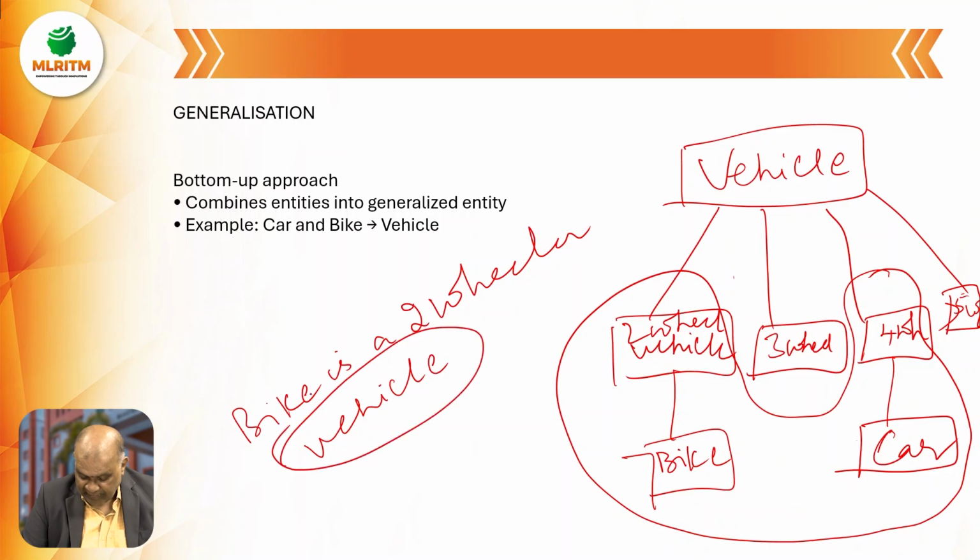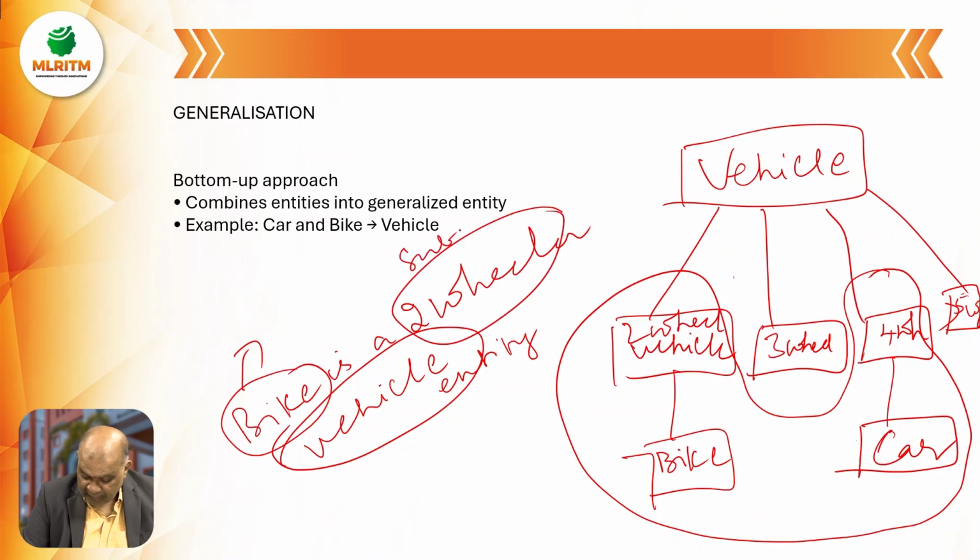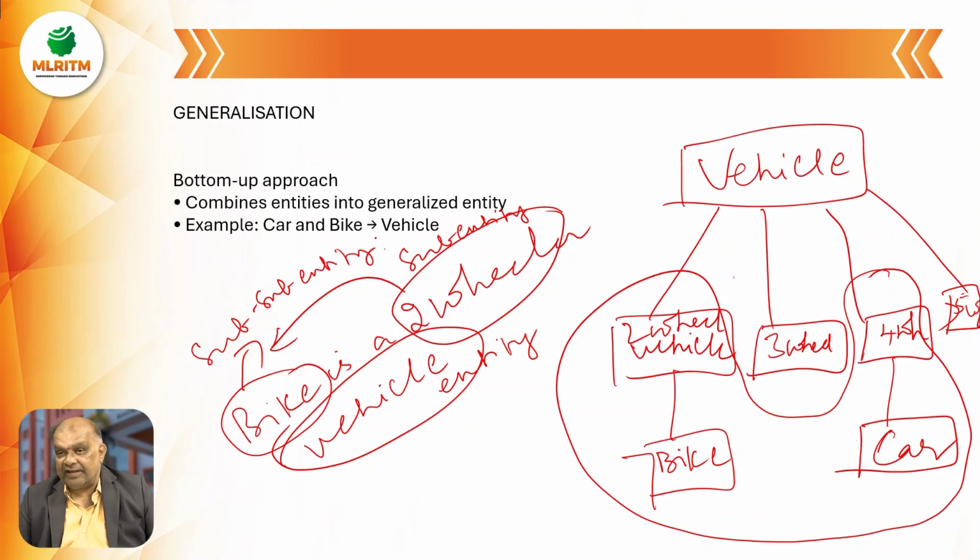So vehicle comes at the last because this is the main entity. This is the sub entity, and the sub entity is further divided into sub entities. So generally, when you are going to design this generalization, we are going to start from the sub entity, that is the bottom-up approach. From the bottom, we will go to the top of the statement. We'll go to the top entity. So there are different levels.